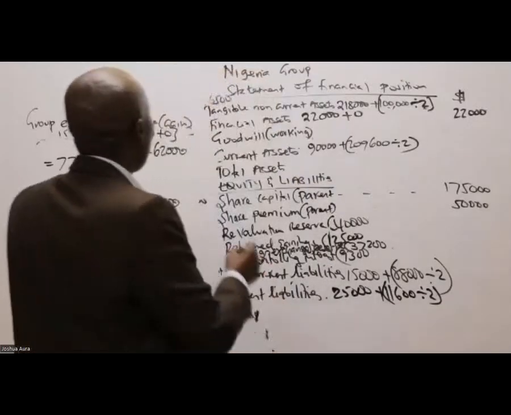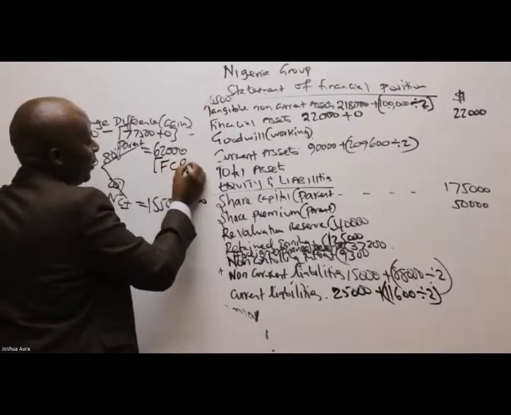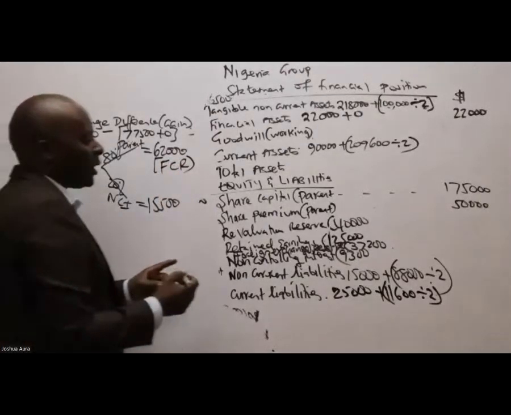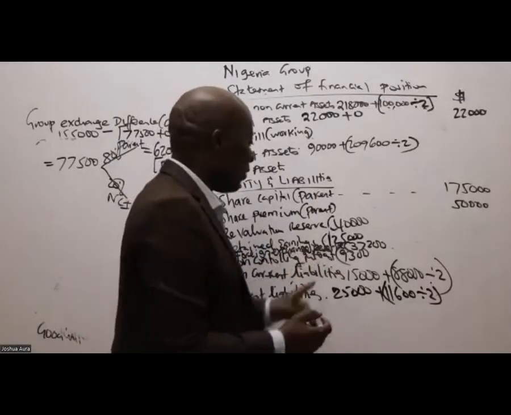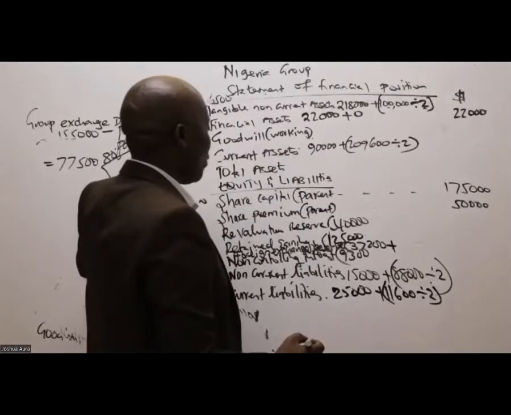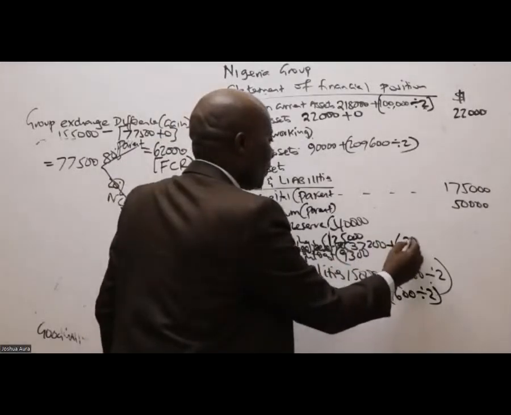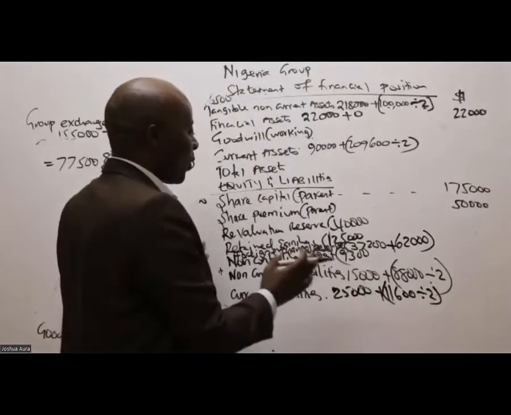I hope you've been able to write. It's normally called FCR, foreign currency reserve. So in your foreign currency reserve, could you kindly come to your foreign exchange reserve and add there plus 62,000? Plus 62,000. And this is all for the foreign exchange reserve.